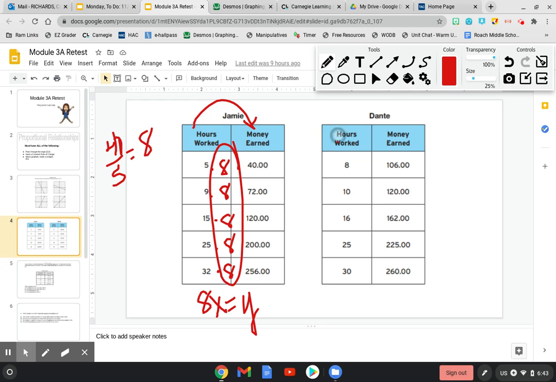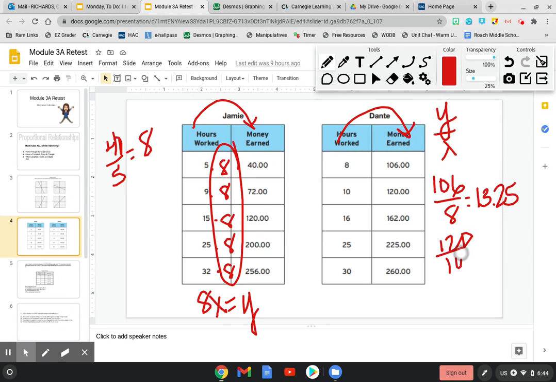So let's look how we get from here to here. This one I do not know in my head, but again, you can still do your slope to figure it out. Just divide. If I do 106 over 8, I get 13.25. If I do 120 over 10, I get 12. So because I'm not multiplying by the same thing like I was here, this one is not proportional.